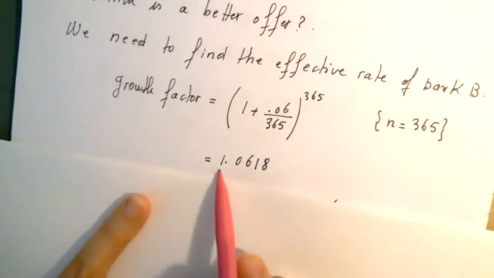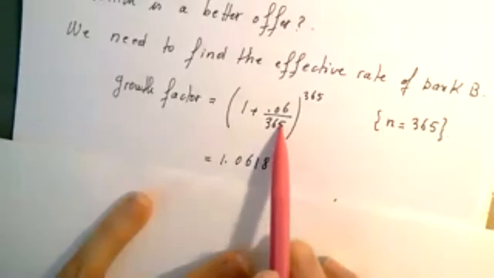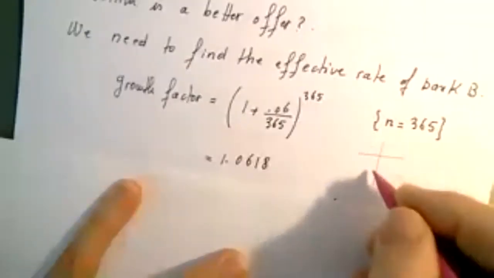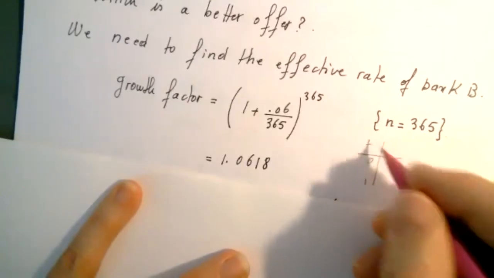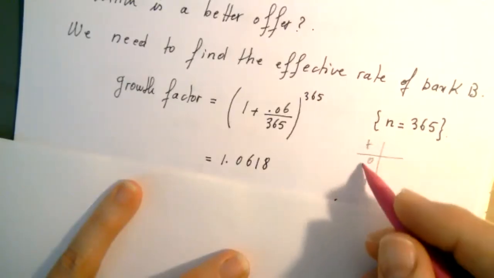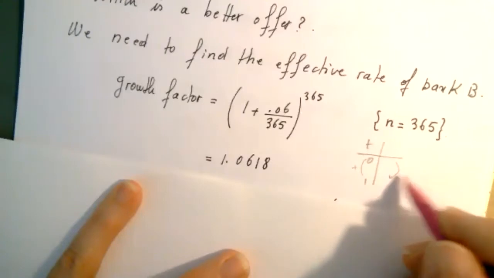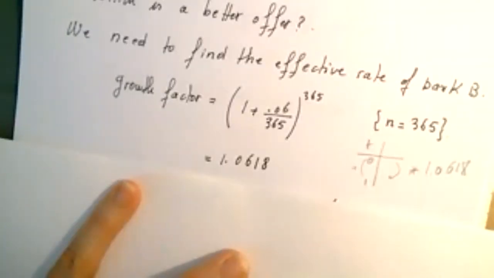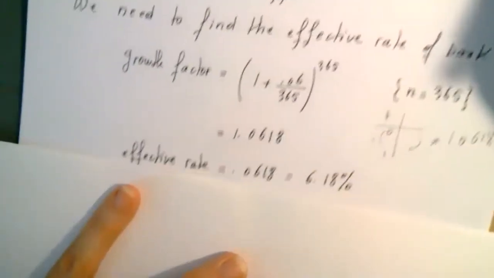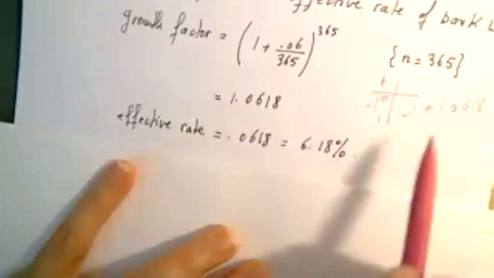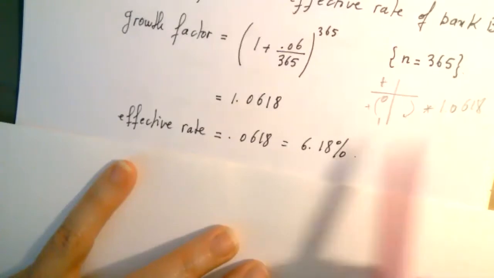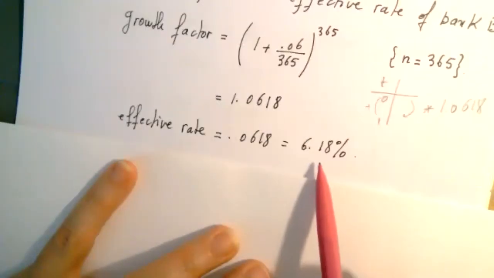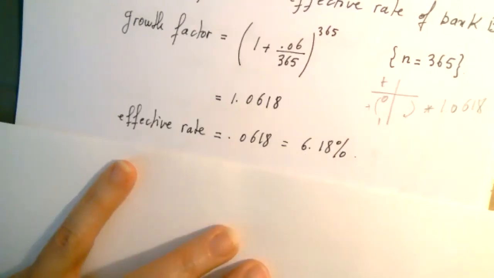And that is 1.0618. So this tells me that every year, my money will be multiplied by that. That's the growth factor. So what's the effective rate? The effective rate is, effectively, how much rate am I getting? It's 1.0618 minus 1, which is 6.18%.